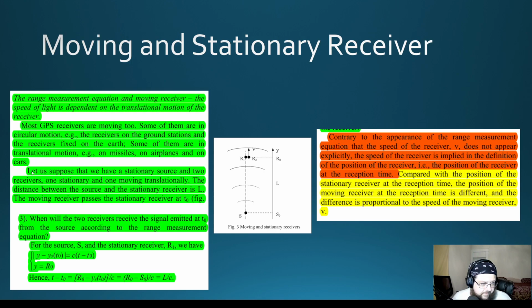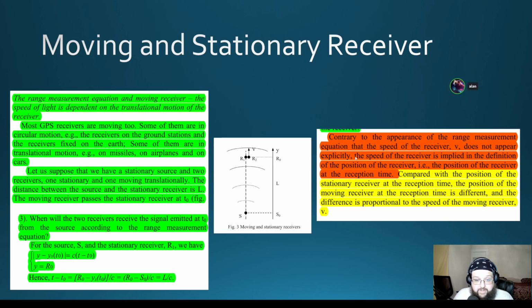Right? So let us suppose that we have a stationary source and two receivers, one stationary, one moving translationally. And then there's a distance of L. Then we will have two receivers, and the signal emitted at T0, where the source corresponding, and so on, the range measurement equation, all that, right?